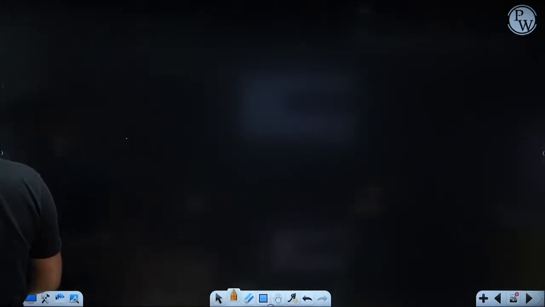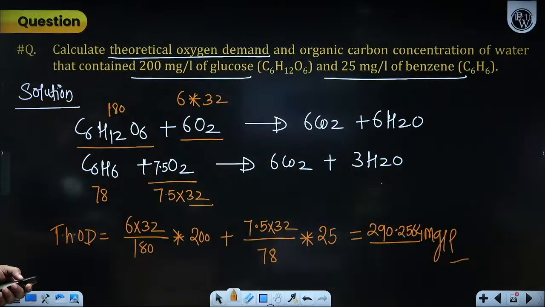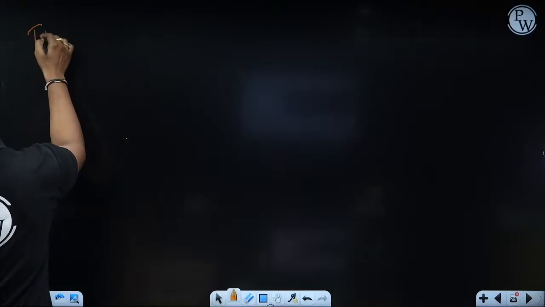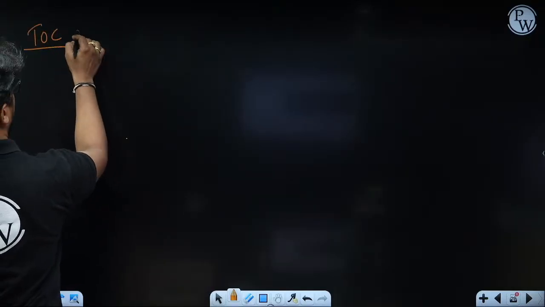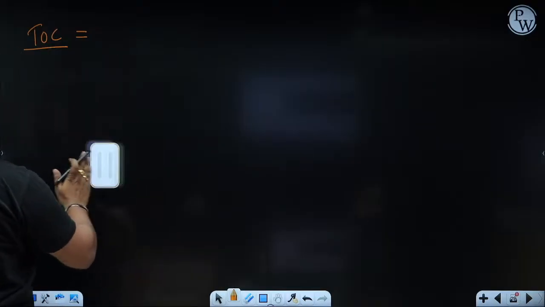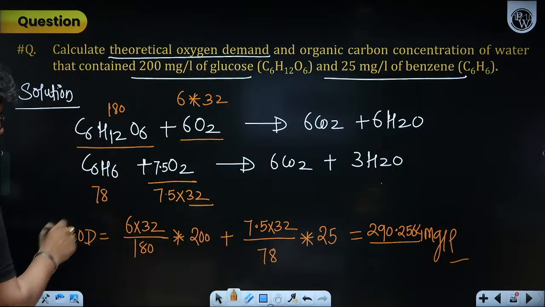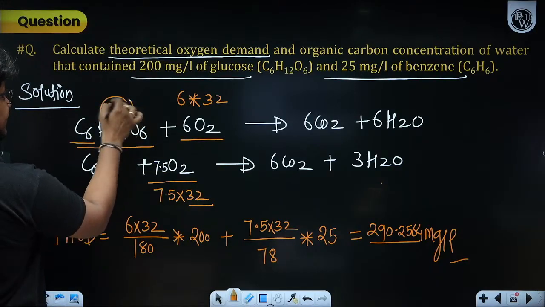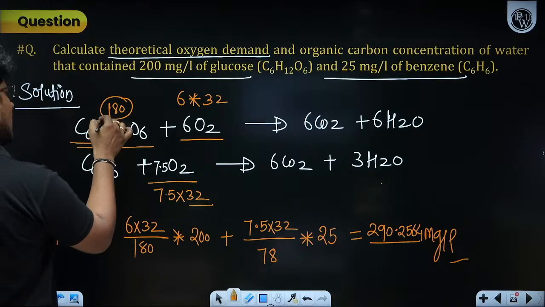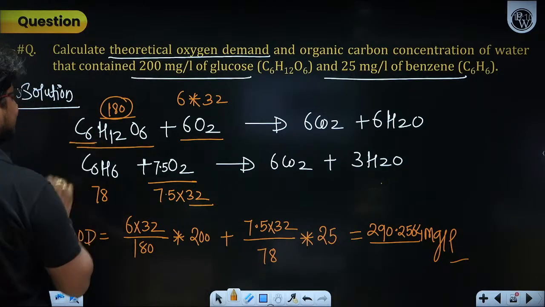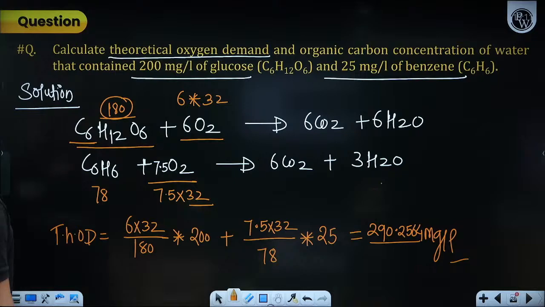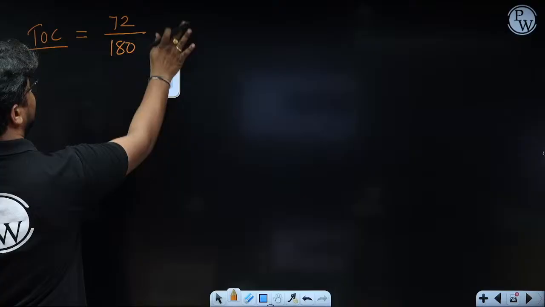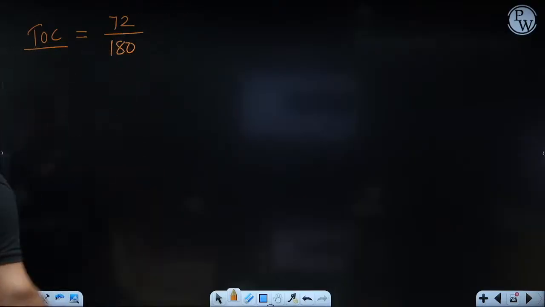the next thing, what they want you to find out is the organic carbon concentration. So TOC, total organic carbon concentration, if you want to find out, you know, in glucose, out of 180 gram, for 1 mole I am talking about, you have 6 into 12, which is 72 gram of carbon. So 72 gram divided by 180, that means for 1 unit, you have 72 divided by 180.